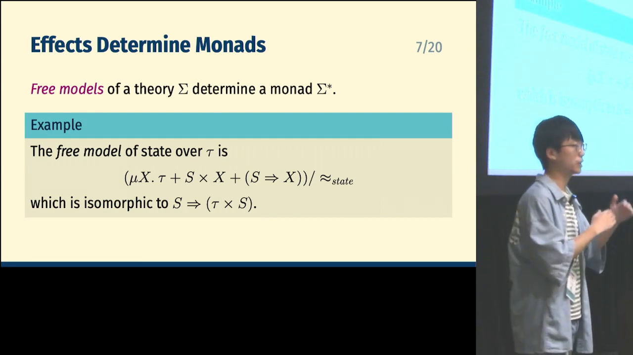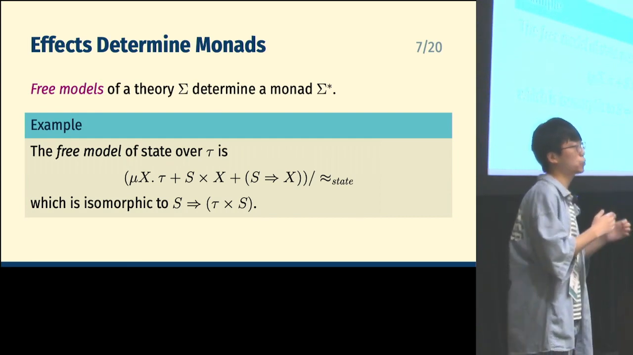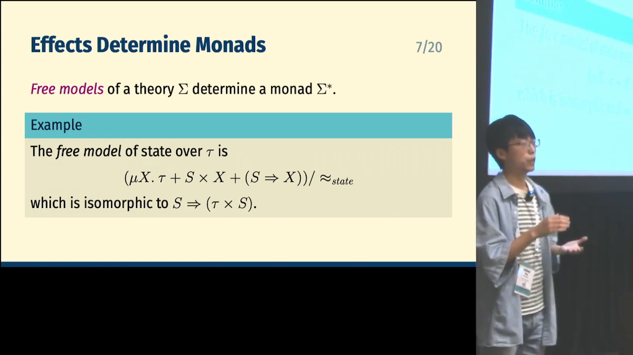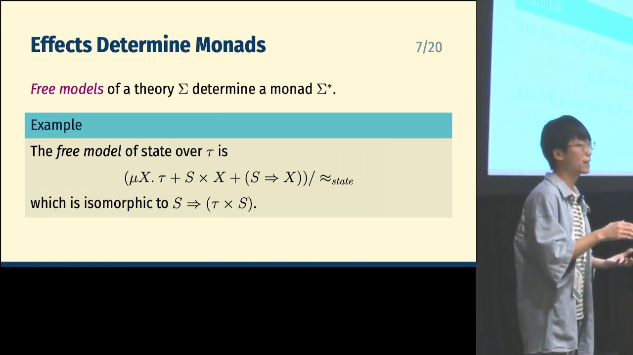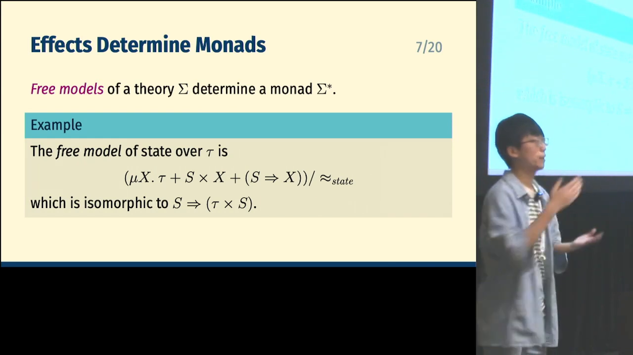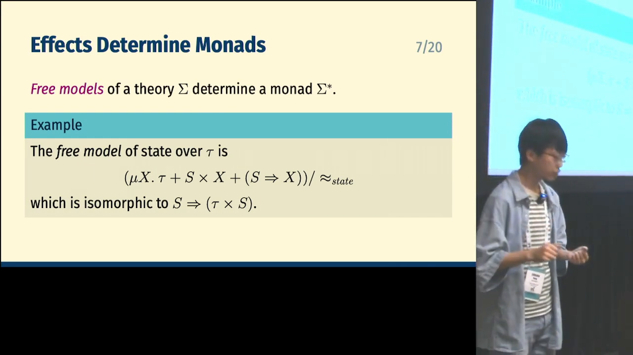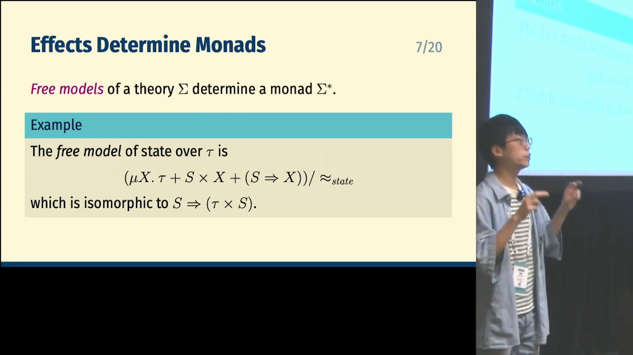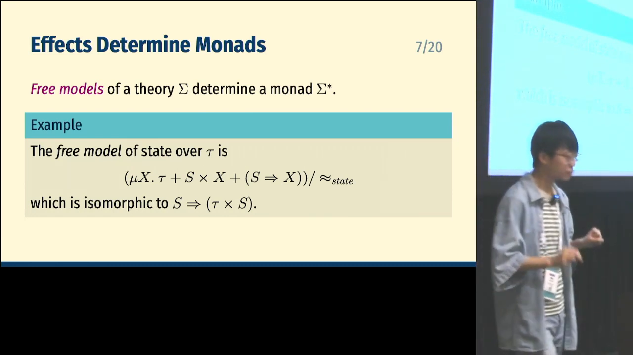And it turns out the resulting type is just isomorphic to the state monad. And indeed, many monads that we use to model computational effects can be obtained in this way from their algebraic theories of operations. So Plotkin and Power's paper was titled Computational Effects Determine Monads.